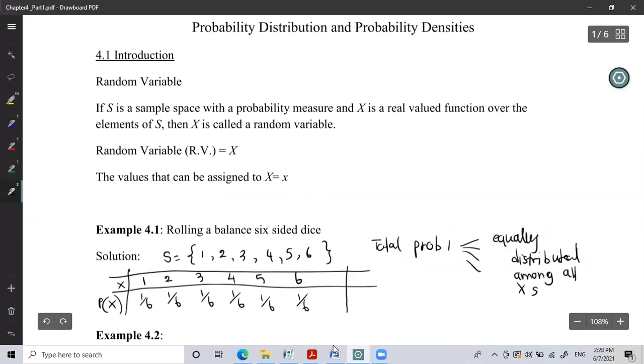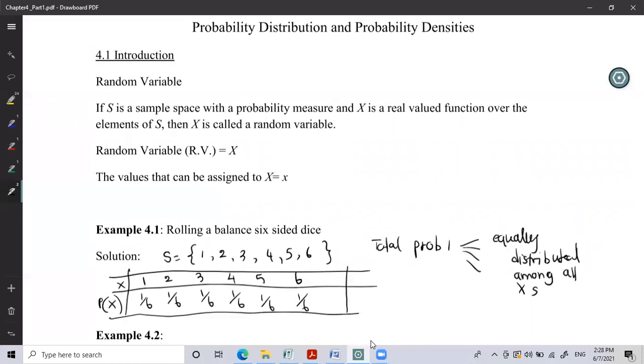Okay, so this is from the law of large numbers. If you do this many times, you will end up with this probability chart. So this is called the probability distribution of the random variable x. So what is our x? The outcome of rolling a balanced 6-sided dice. Okay, x is the outcome of rolling a 6-sided dice.